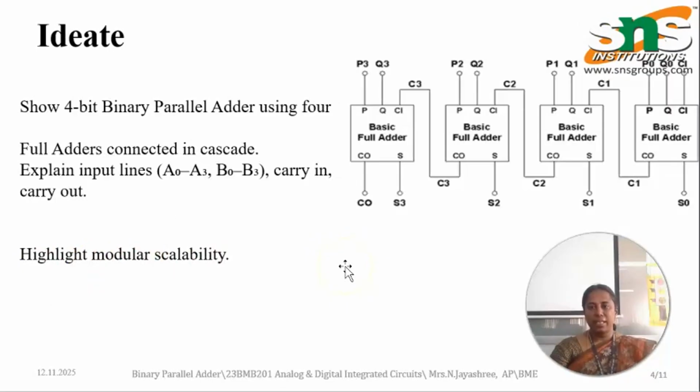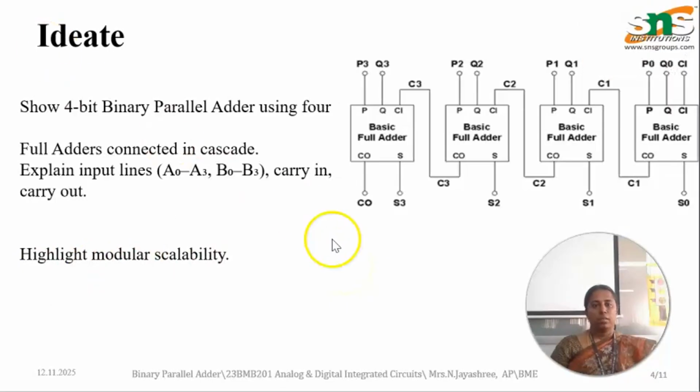Next is the ideate stage. In the ideate stage, it shows the 4-bit binary parallel adder. This whole together forms the binary parallel adder, but each circuit forms a full adder. Each full adder block gets 3 inputs and gives 2 outputs. That is what is mentioned here.